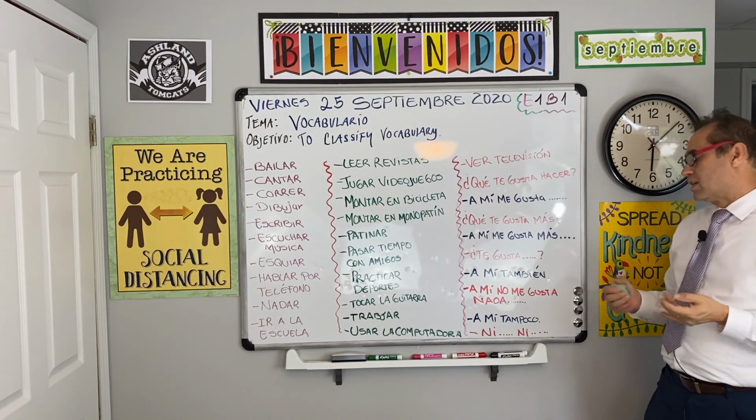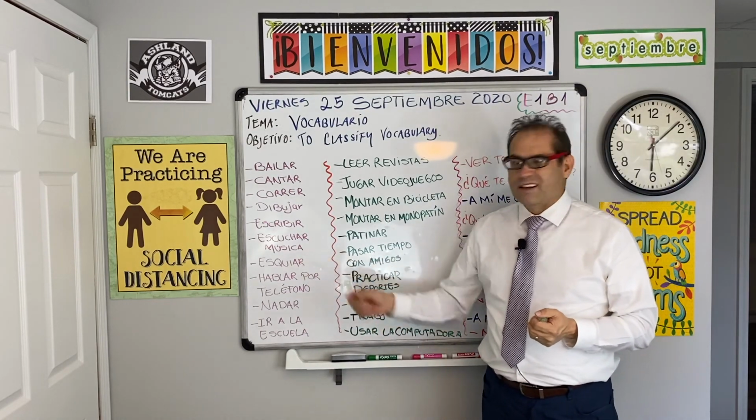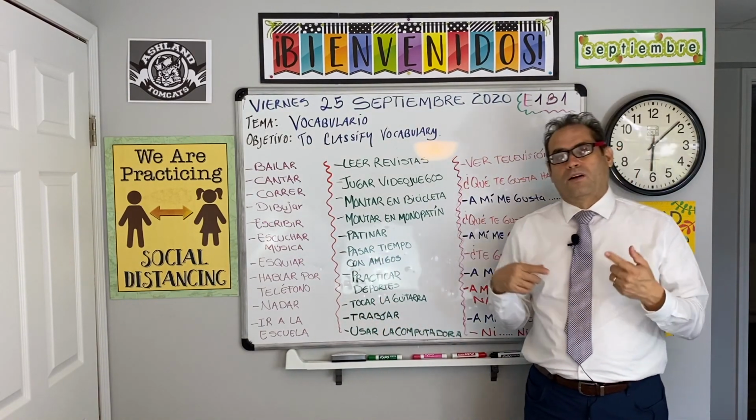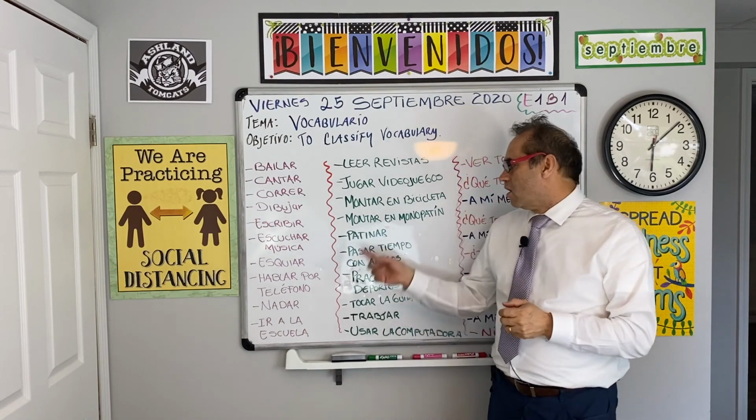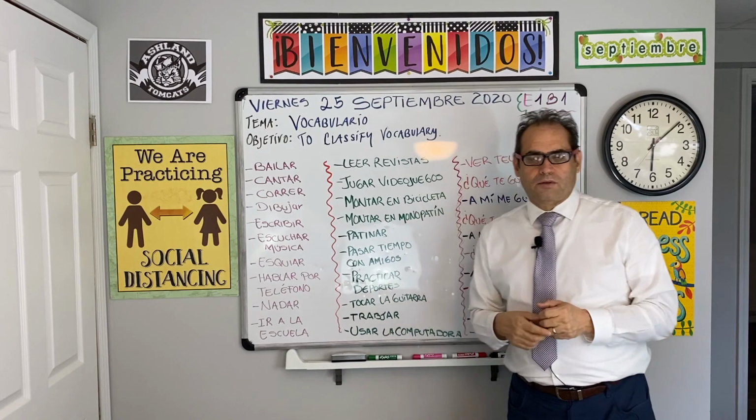No me gusta nada. A mí no me gusta nada. Well, somebody would say, do you like to esquiar? No, no me gusta nada. I don't like it at all. No me gusta esquiar. ¿Te gusta montar en monopatín? No, I don't like it at all. No me gusta montar en monopatín.